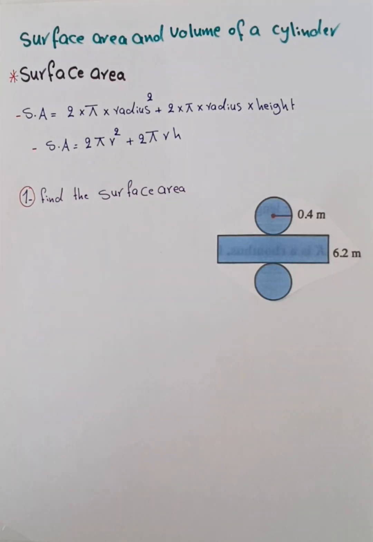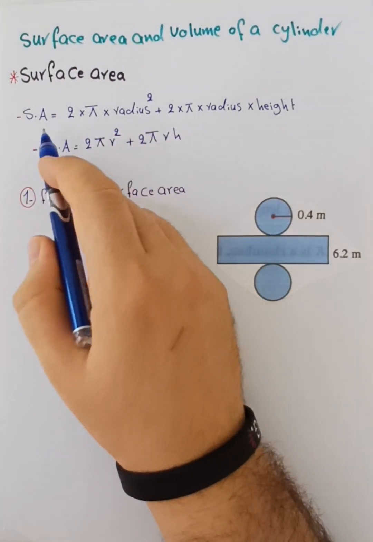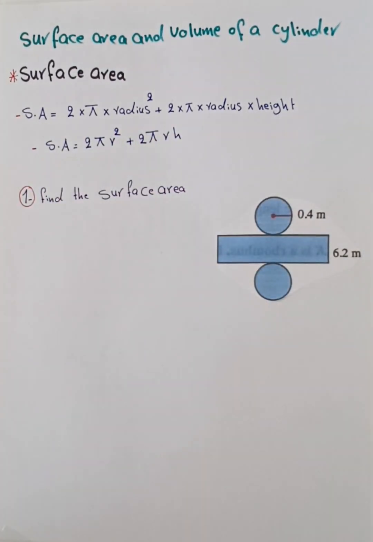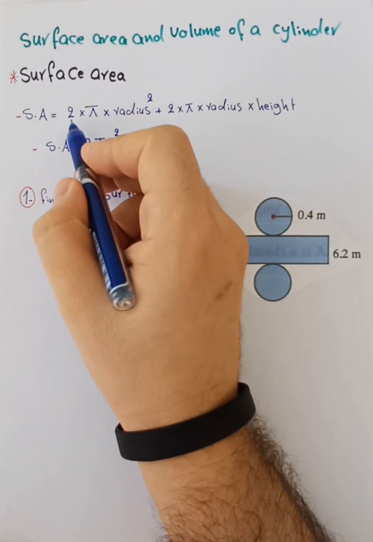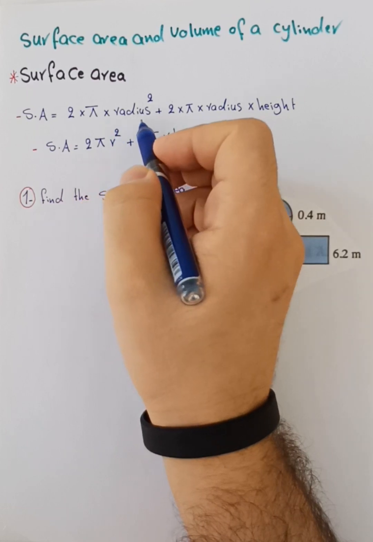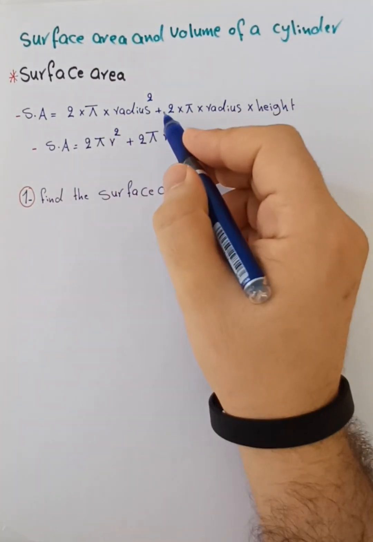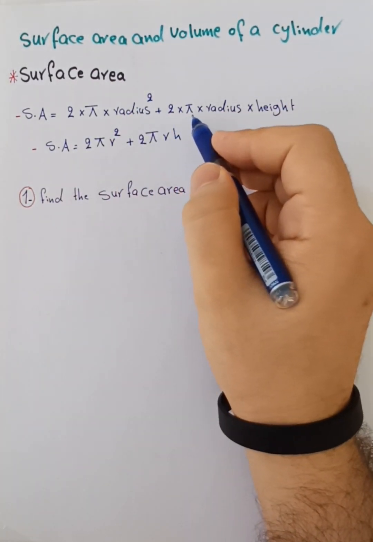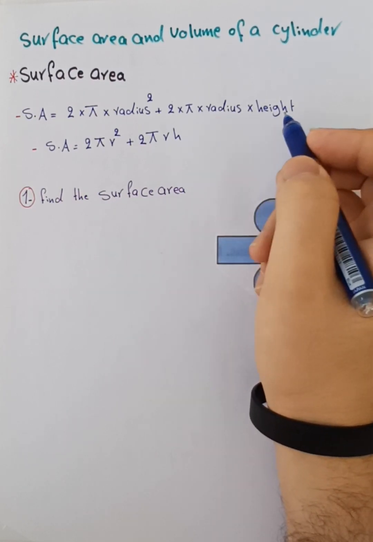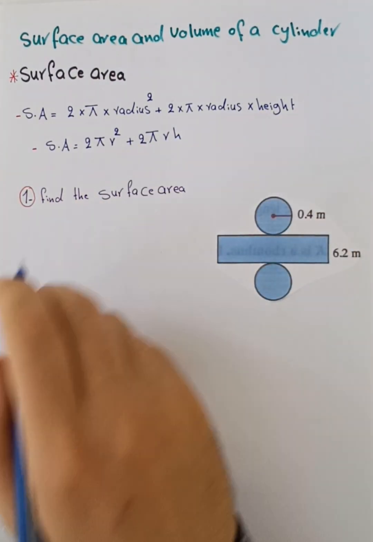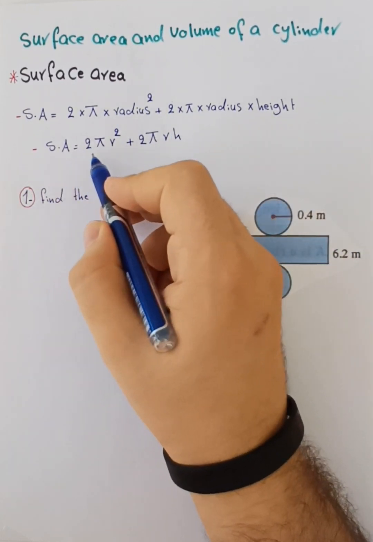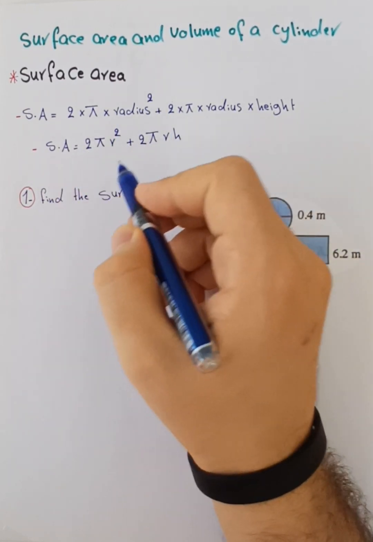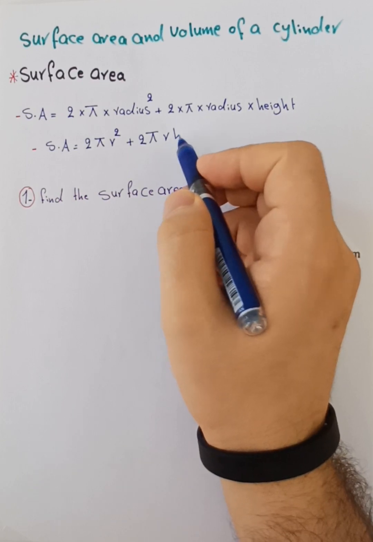For surface area we have to use this rule. The rule is surface area equals 2 times pi times radius squared plus 2 times pi times radius times height. The short form for this rule is surface area equals 2 pi r squared plus 2 pi r h.